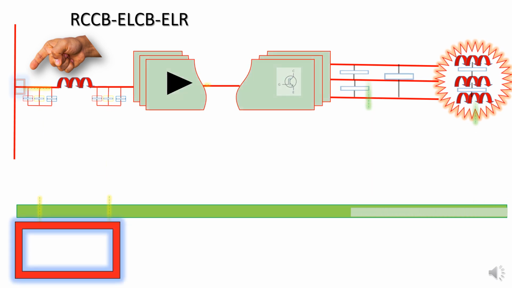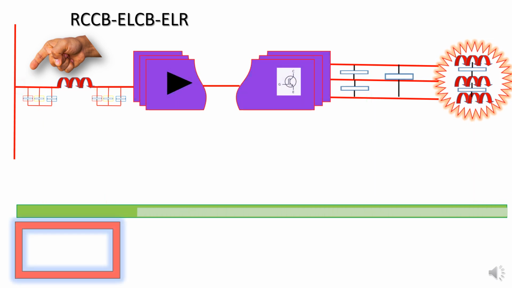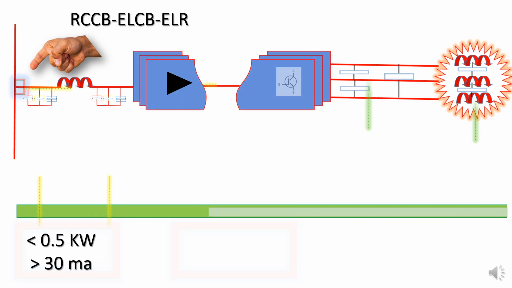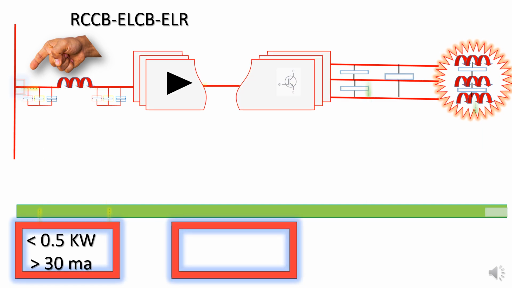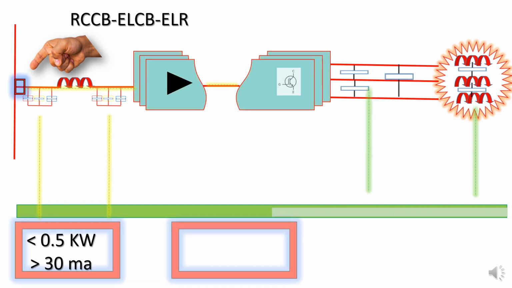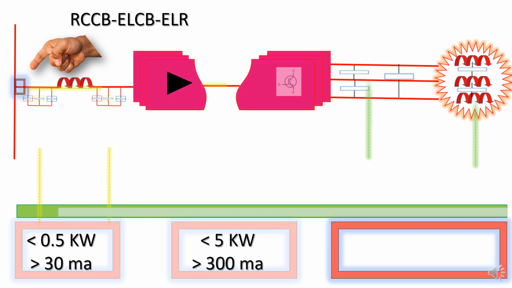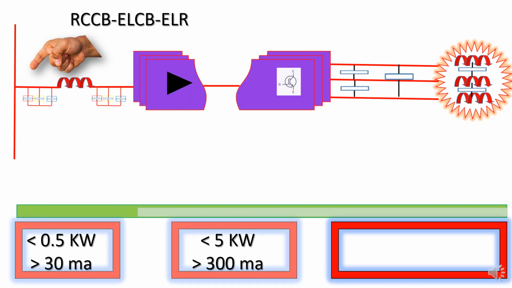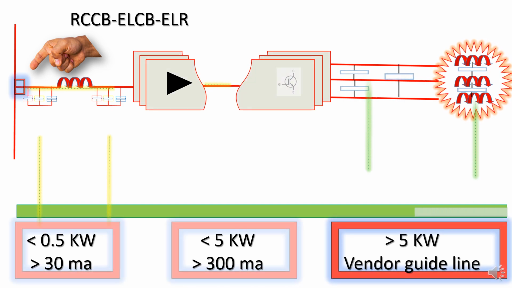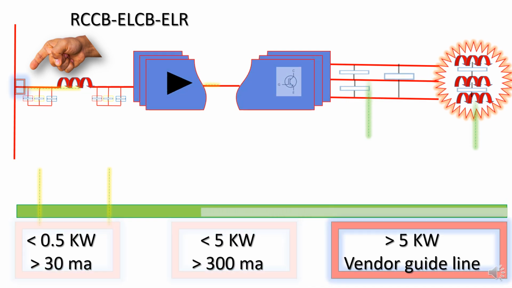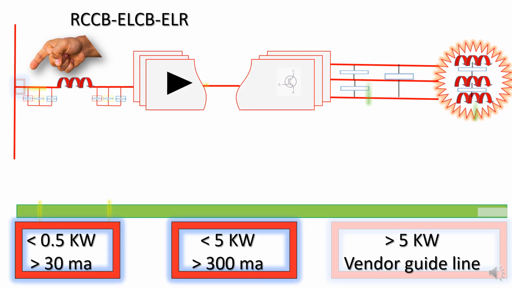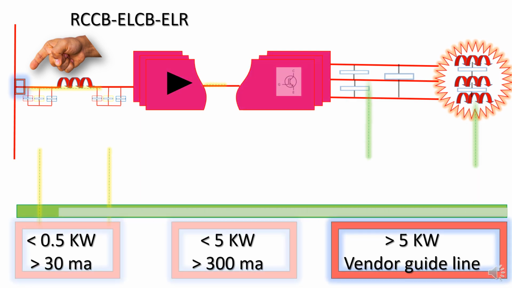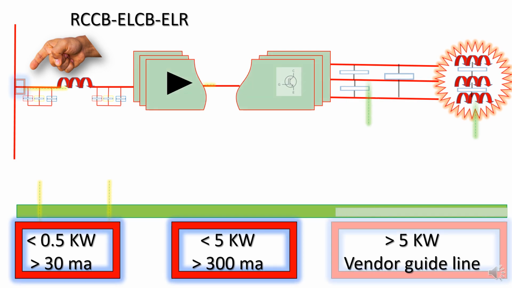If you are using RCCB, ELCB or earth leakage relay type of arrangement at the VSD input, for a VSD of 0.5 kilowatt or less, the ELCB setting must be greater than 30 milliampere. These are the thumb rules you need to check at your installation. If you are using a VSD up to 5 kilowatt, the ELR setting must be greater than 300 milliampere. And for a motor greater than 5 kilowatt, you must follow the vendor guideline. Otherwise, unwanted nuisance tripping will lead to high production loss, or it may deteriorate your asset. So these are the three major settings I have mentioned for the user.